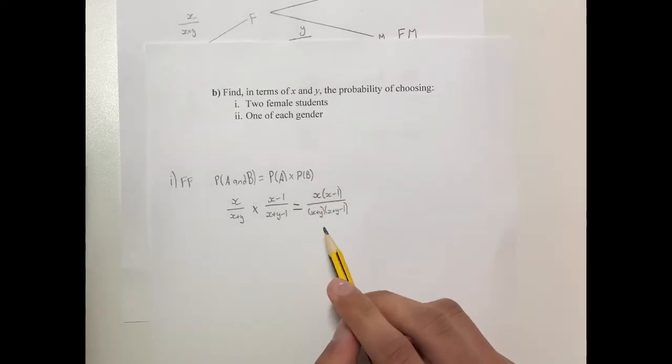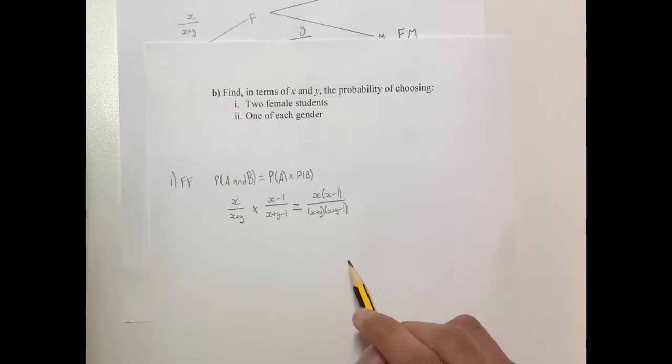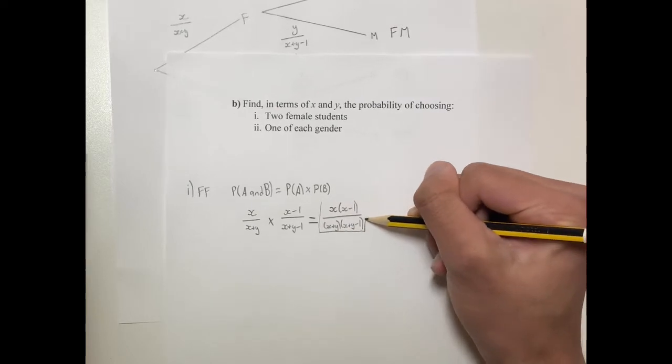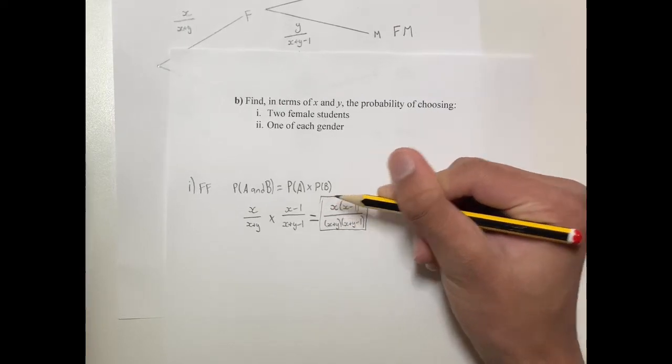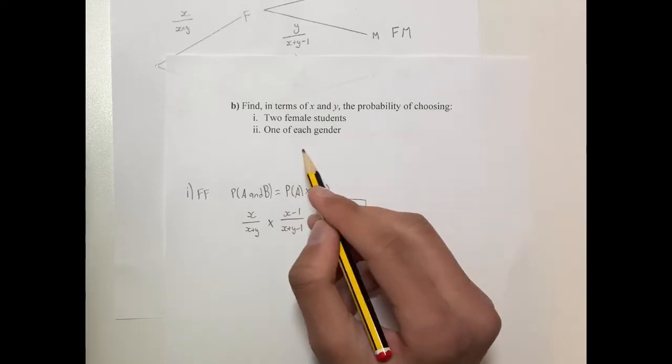Here it's best to leave our expressions in factored form, as this is the simplest form we can get to. So this would be your answer. The second part of the question asks us to find the probability of choosing a student of each gender.